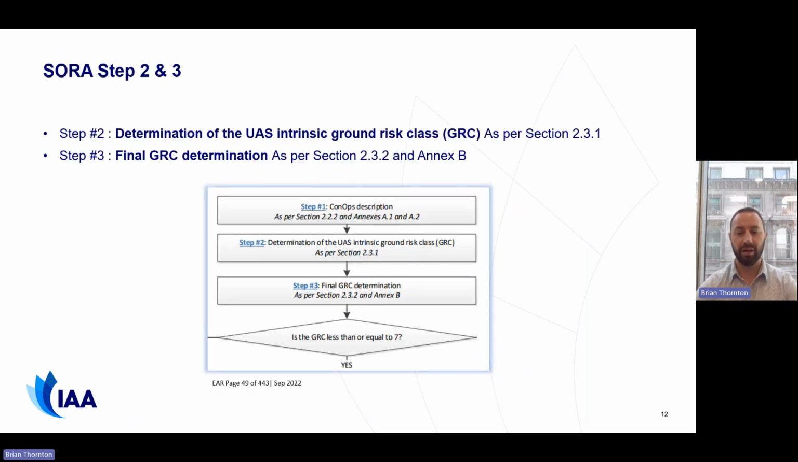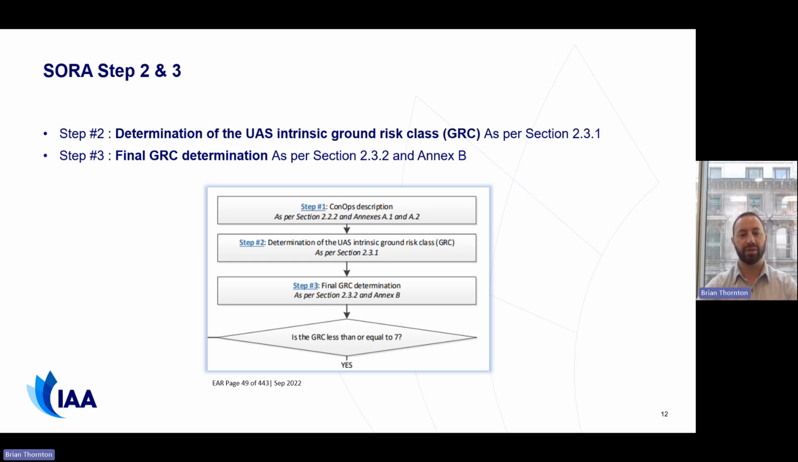And then finally, I briefly discussed SORA. SORA step 2 and 3 relates to ground risk. Okay, so step 2 is the determination of the UAS intrinsic ground risk. You might remember I stated that SORA is a methodology or a tool for operator applicants to go through steps 1 to 10 to try and determine and verify the risks associated with their operation. It's a methodology that operators can follow.